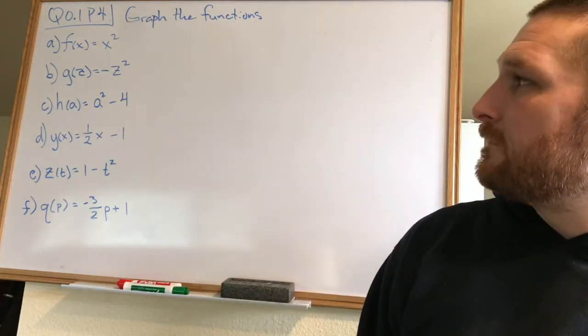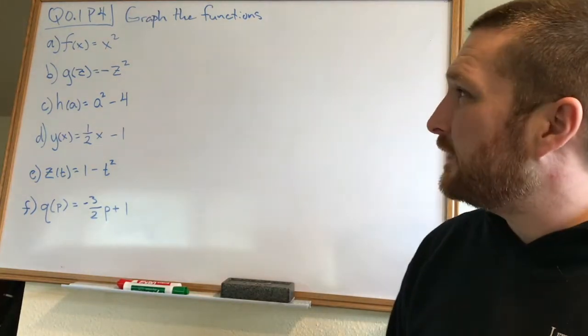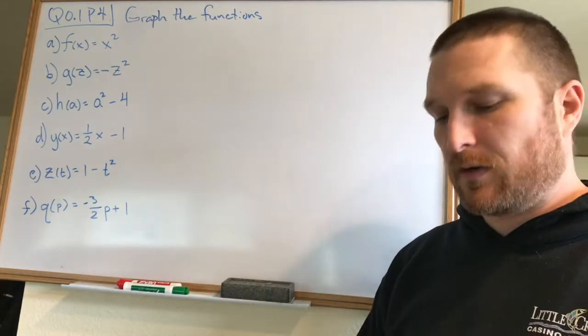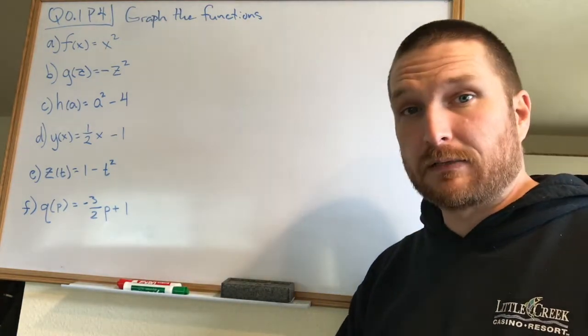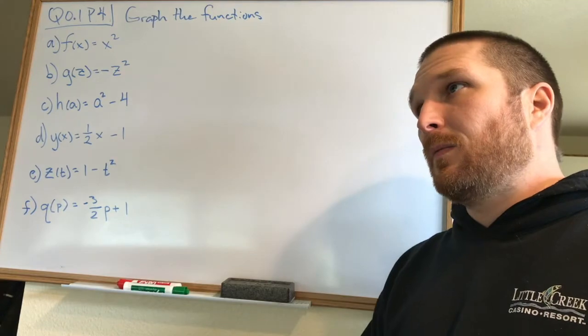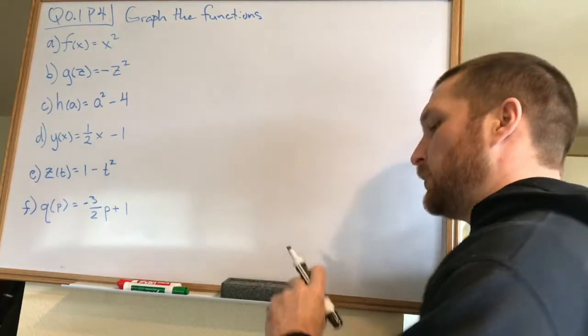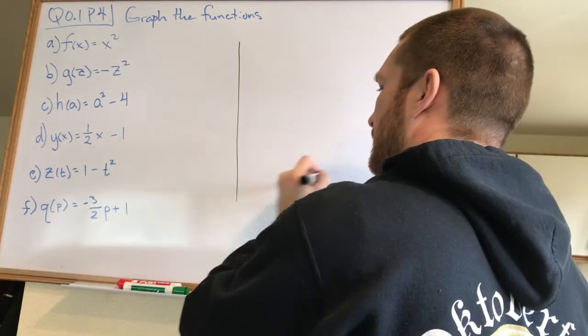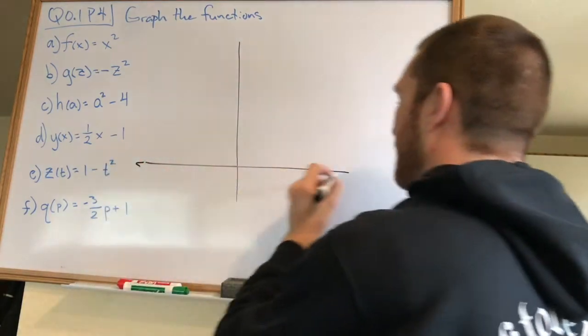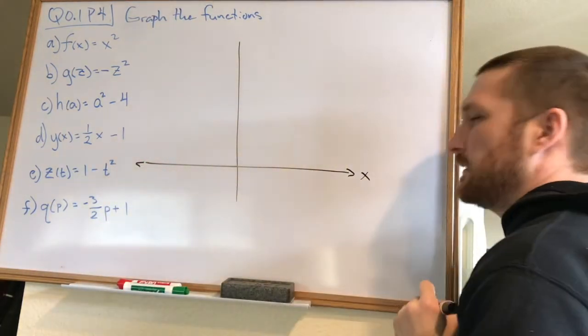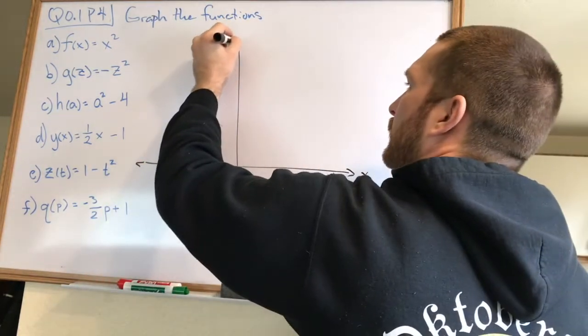So, first off, we have f of x equals x squared. Now, this is called a parabola. Now, let's go over why it's shaped the way that it is. So, we're going to have our x-axis here, our output axis.